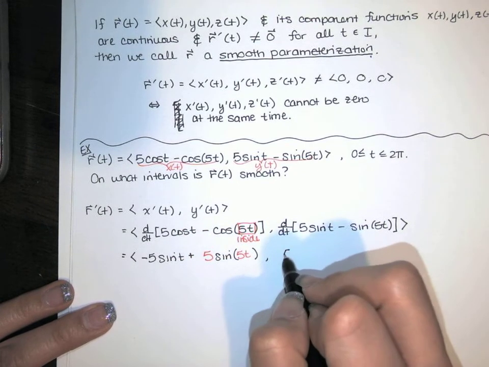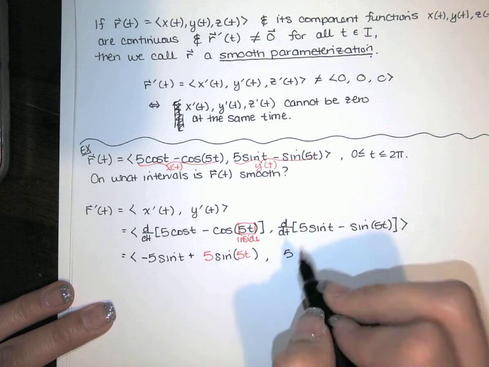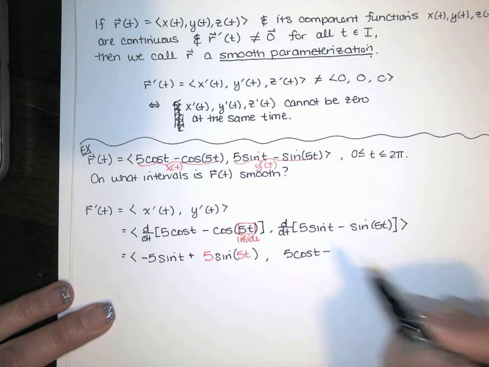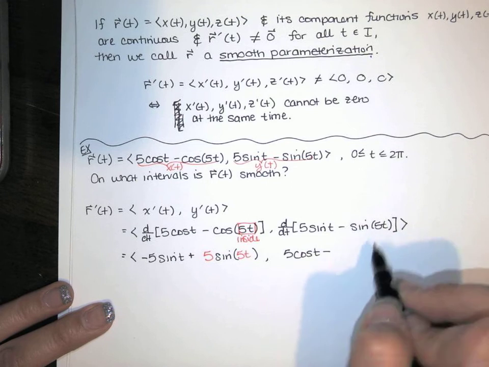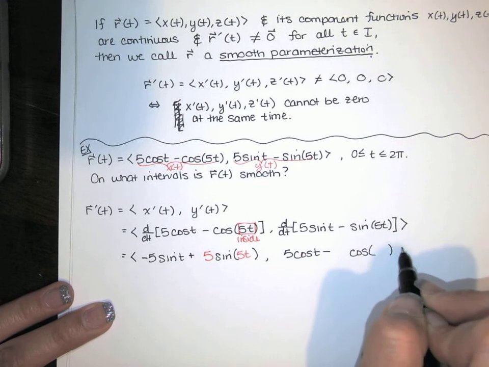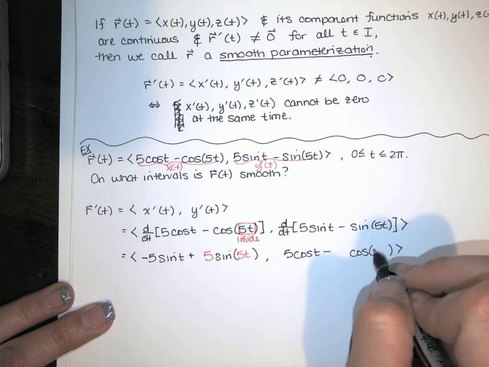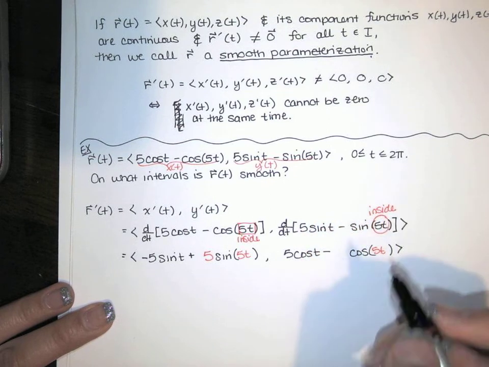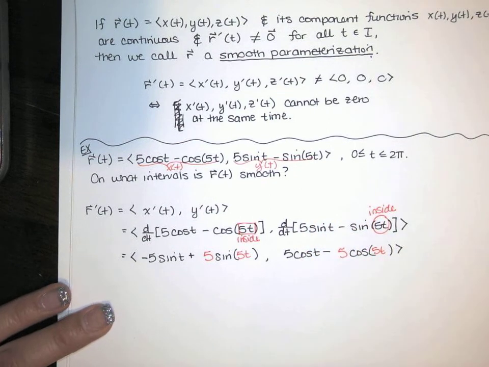Similarly, you bring the 5 down. Derivative of sine of t from calc 1, that's cosine of t. Derivative of sine of 5t, bring the negative down, is cosine of 5t. Put the inside function back in. So you got to use the chain rule again. And the derivative of the inside is a 5.